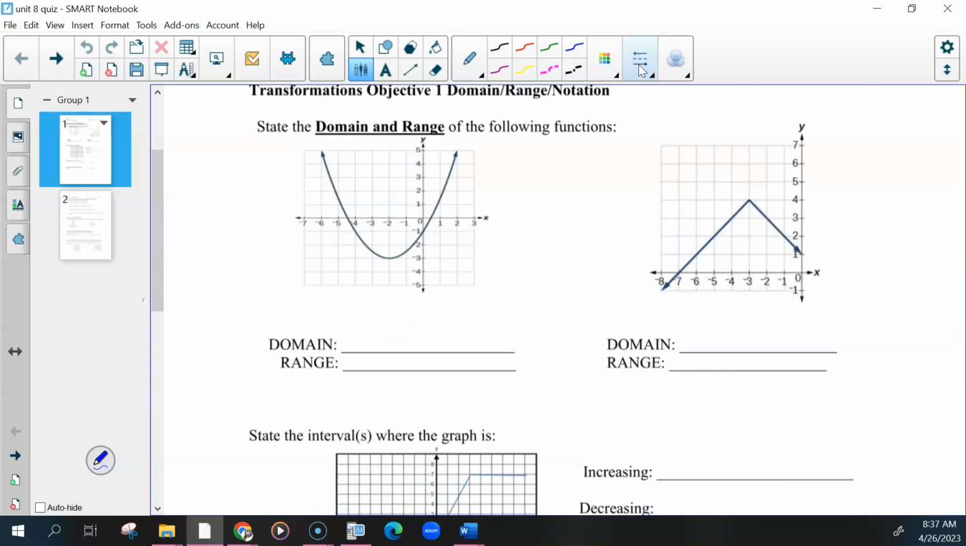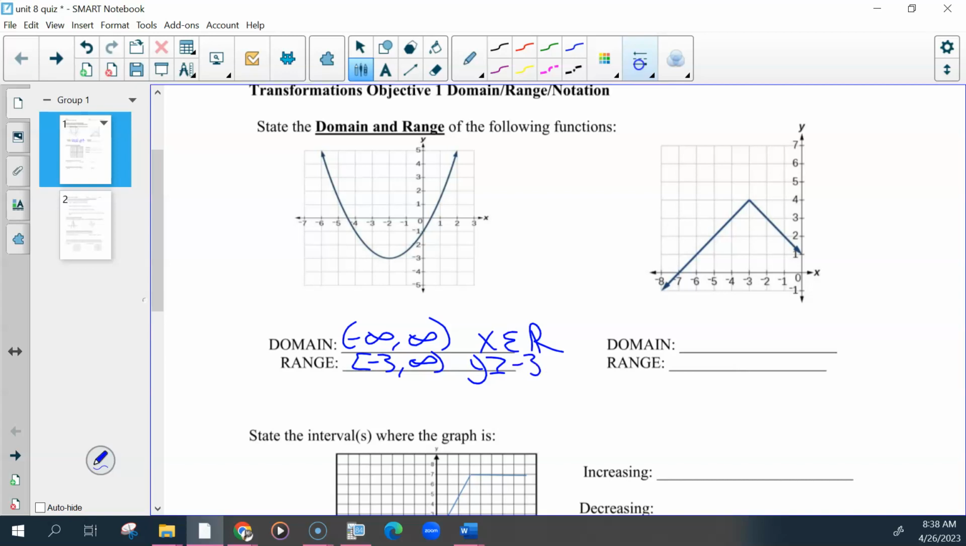So objective one was domain, range, and notation. So make sure you're paying attention. For the first one, the domain was negative infinity to infinity, or you could put x is all real numbers. It keeps going left and right. The range started at negative 3, so that should have been a square bracket, negative 3, going to infinity. Or you could have said y is greater than or equal to negative 3.